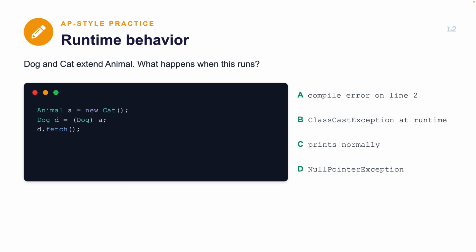All right, let's try this. Runtime behavior. Dog and Cat extend Animal. What happens when this runs? Pause the video and try it.